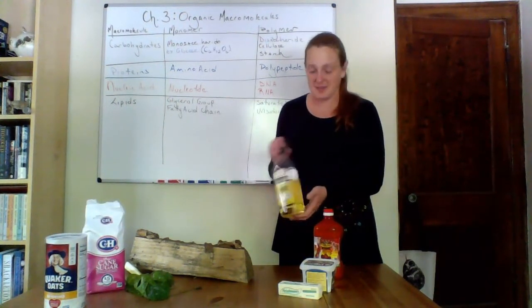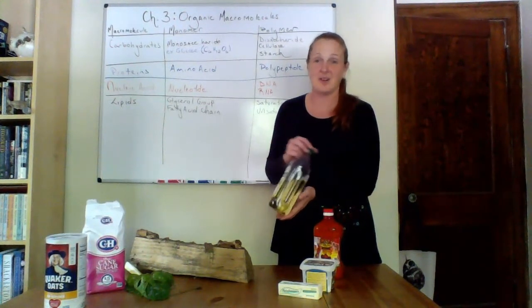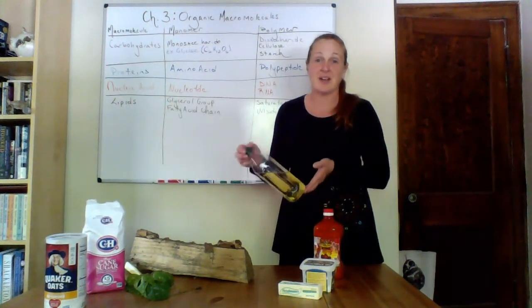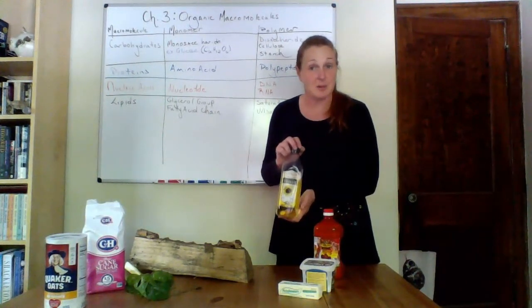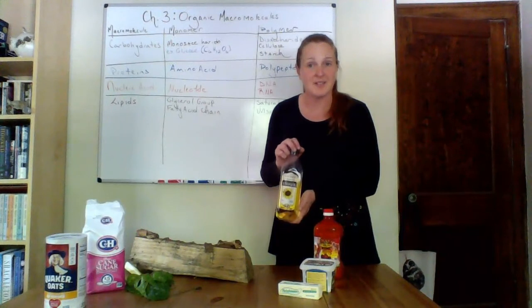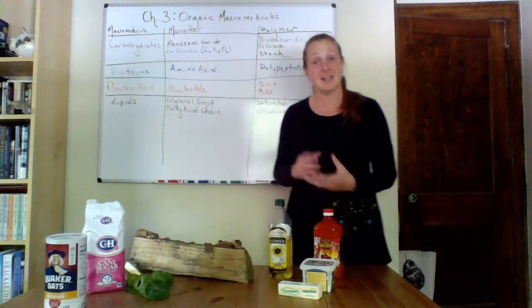So here I have some sunflower oil, and you can see as I move this around, all those unsaturated fatty acid chains just sliding back and forth. It comes down to the double bond between the carbon, causing that fatty acid chain to be kinked and allowing things to move and slide.